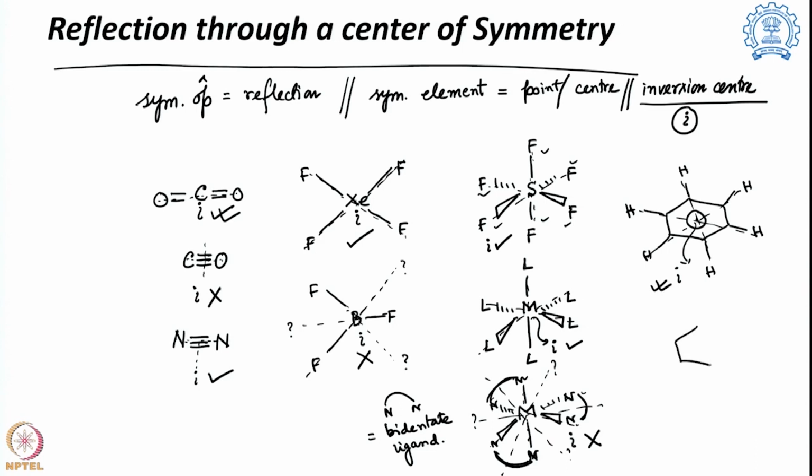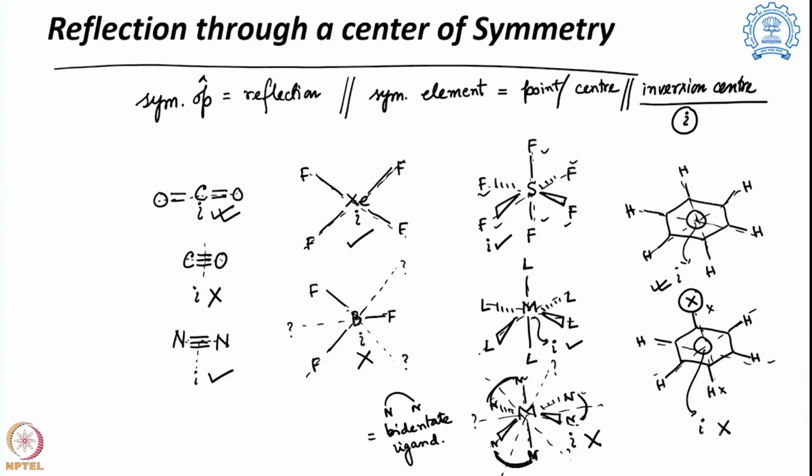However, if I replace one of these hydrogens with an X, this monosubstituted benzene now does not contain the inversion center i anymore, because this is fine, happening, this is fine, happening, but this one is not happening. So, that is why the center of symmetry over here is not present.